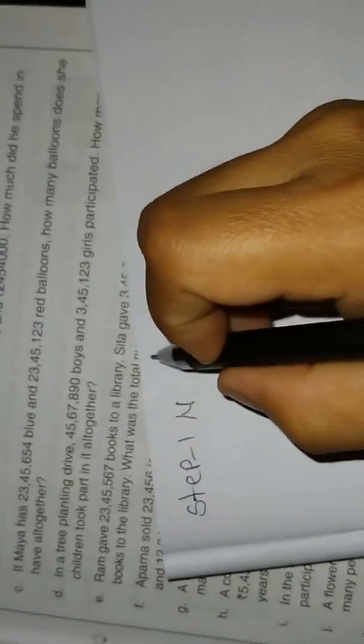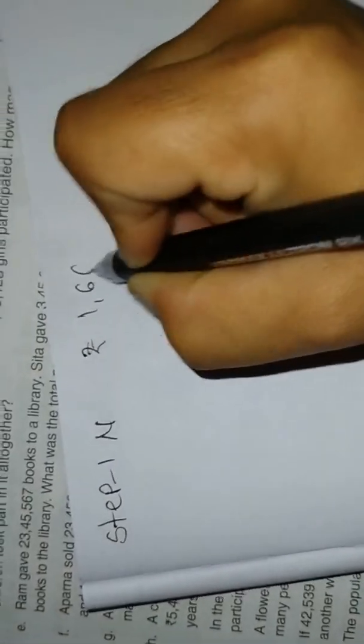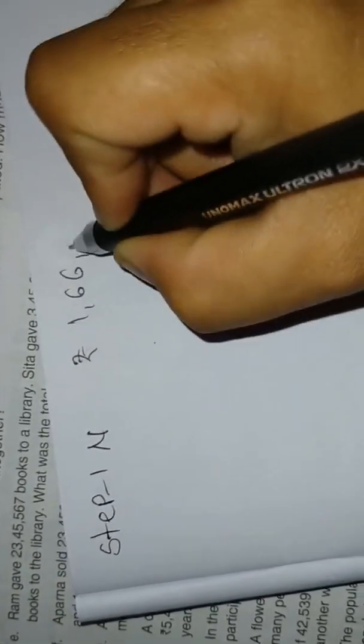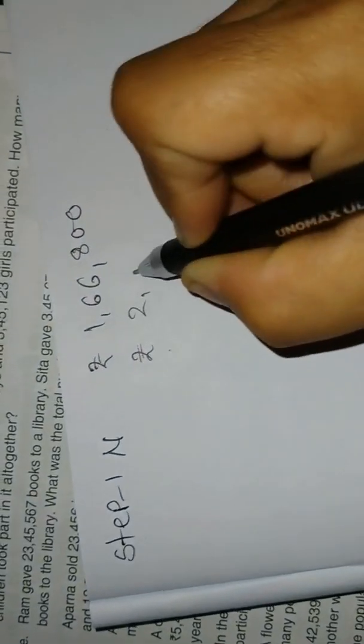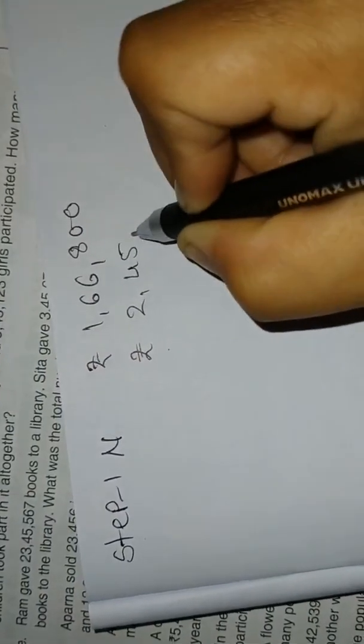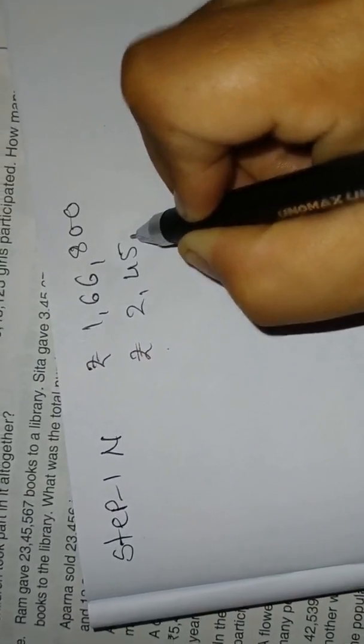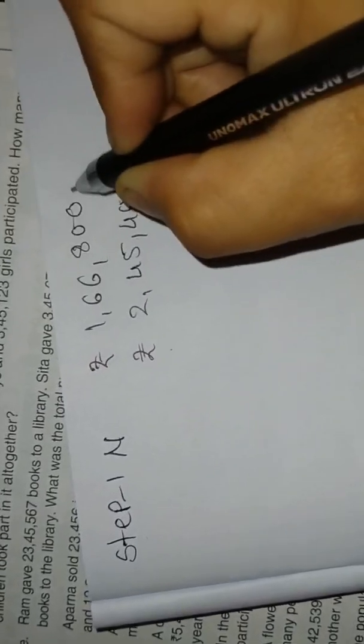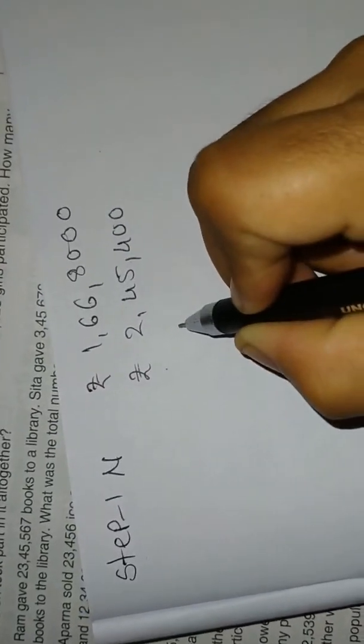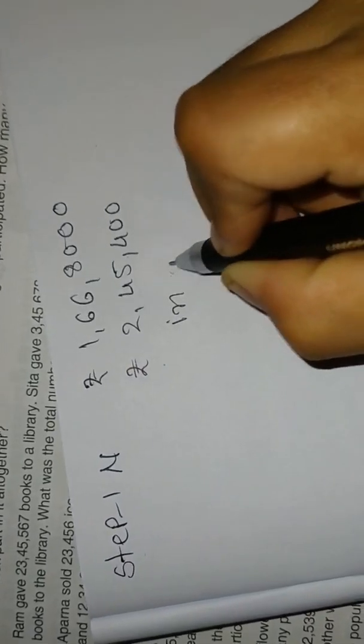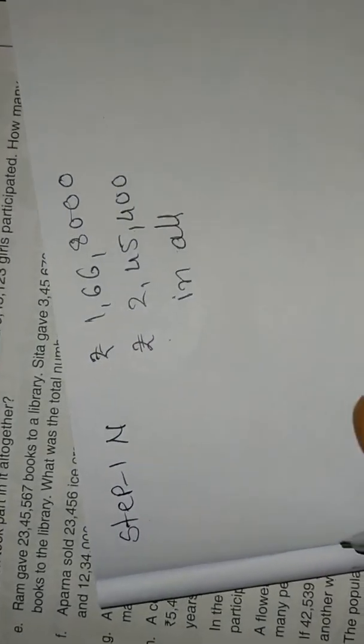Here we will use step number 1: numbers and keywords. In that, the numbers are rupees 1 crore 66 lakhs 8,000 and 2 crores 45 lakhs 4,000, and the keyword is "in all". This one is the keyword.